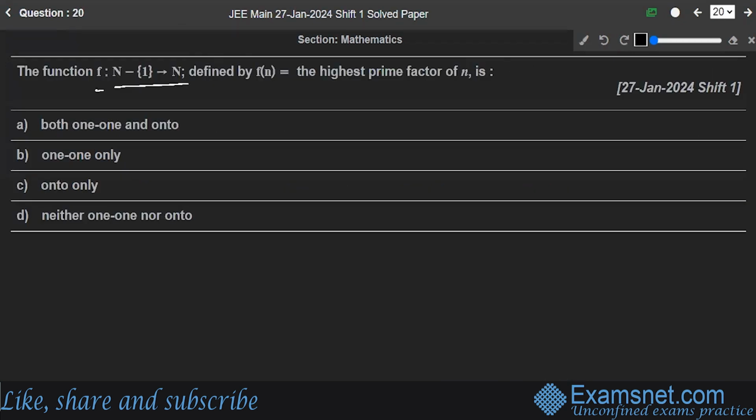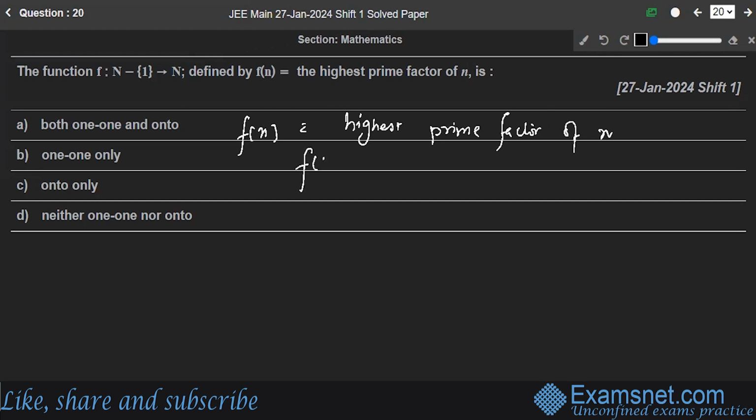The function f defined by this is defined by f(n). f(n) is the highest prime factor of n. Now this function is both one-one and onto, one-one only, onto only, or neither of them. See, you are given that f(n) is the highest prime factor of n.